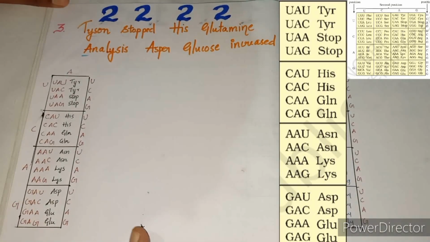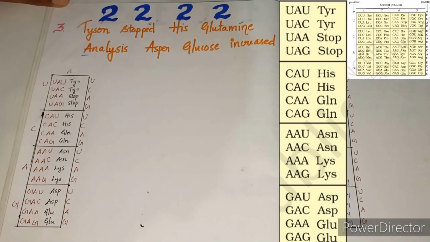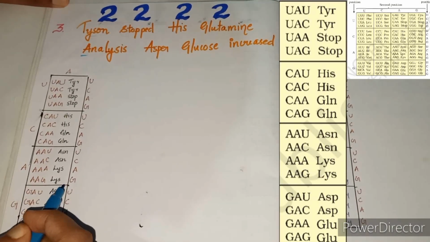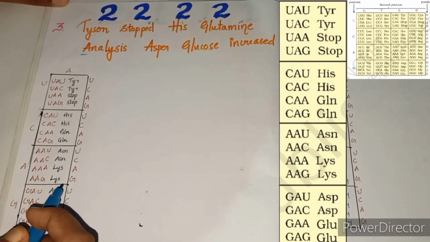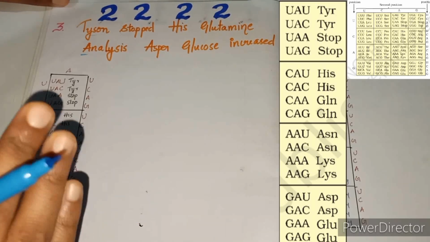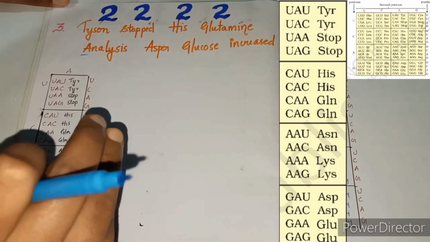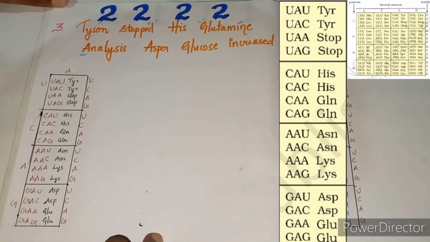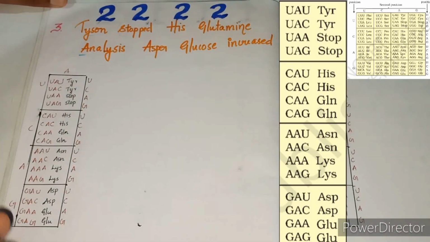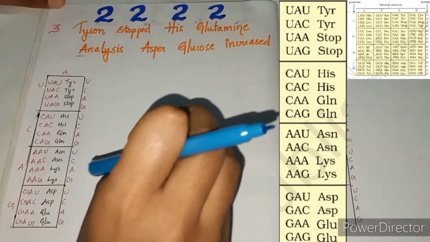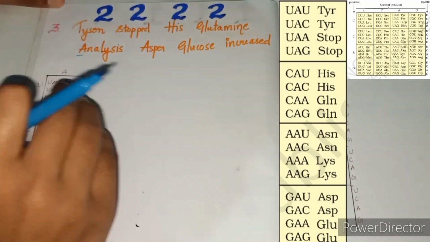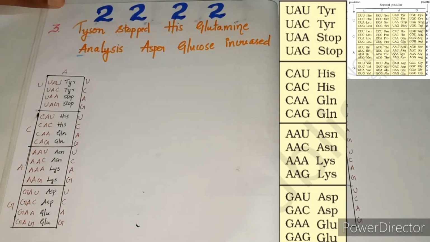Here is the mnemonic for the third vertical column. That is, Tyson stopped his glutamine analysis as per glucose increased. And once again, don't be worried about the meaning of the sentence. This is just a trick. Try to remember this one. Tyson stopped his glutamine analysis as per glucose increased.